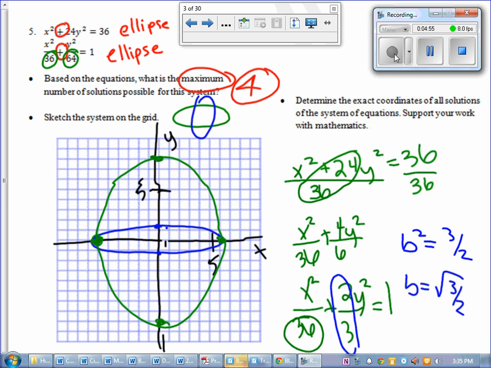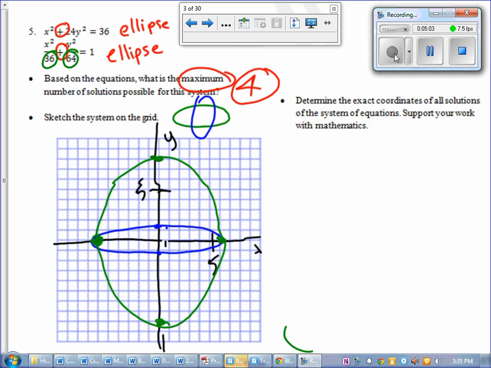So that brings us to the third bullet point, which is to determine what the exact solutions are. And you must show your work in order to get full credit on this question. The simplest way to do this is to use matrices. You're going to set up what's called a coefficient matrix using the coefficients of the x squared and y squared terms. So reading them exactly as they come off the question, the coefficients are 1, 24, 1 over 36, and 1 over 64. Those are denominators, so the coefficient is the fraction.